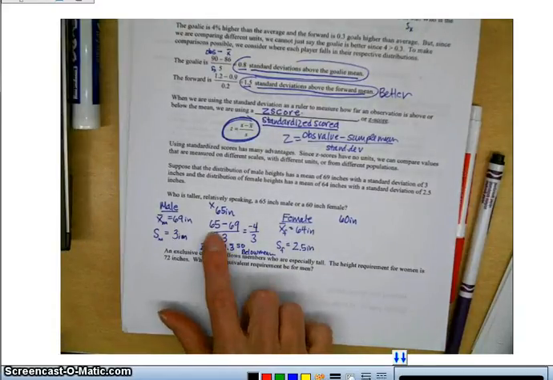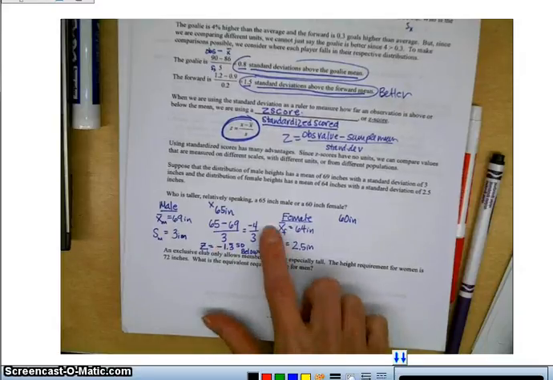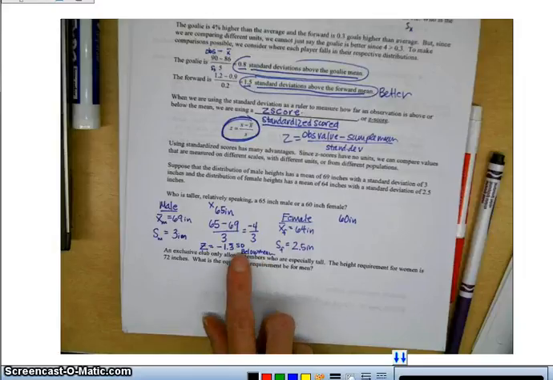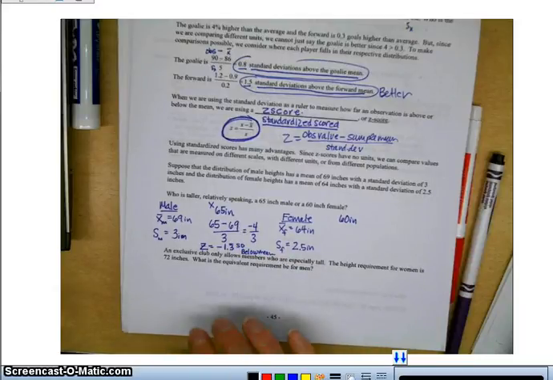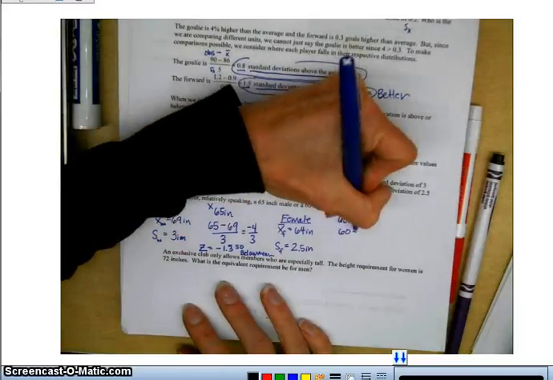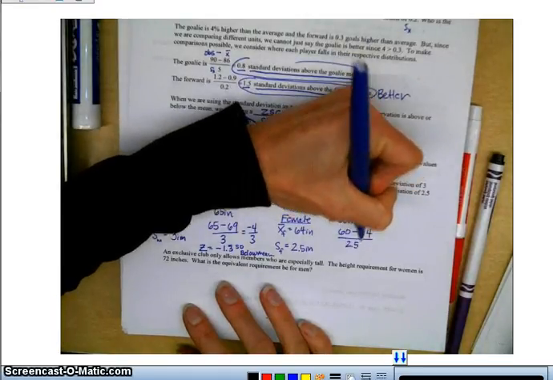So 65 minus 69 divided by 3 is -4/3. Divide that, -1.3 repeating, standard deviations below the mean. I want you to write that every time you find a z-score, that it's standard deviations above the mean, standard deviations below the mean, just to get you used to what the z-score is telling you. So for the female, we're going to have 60 as our observed minus the mean of 64 and divide it by 2.5.